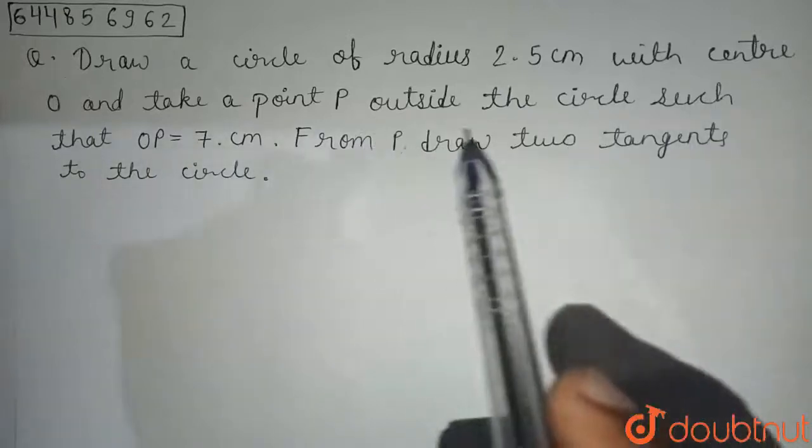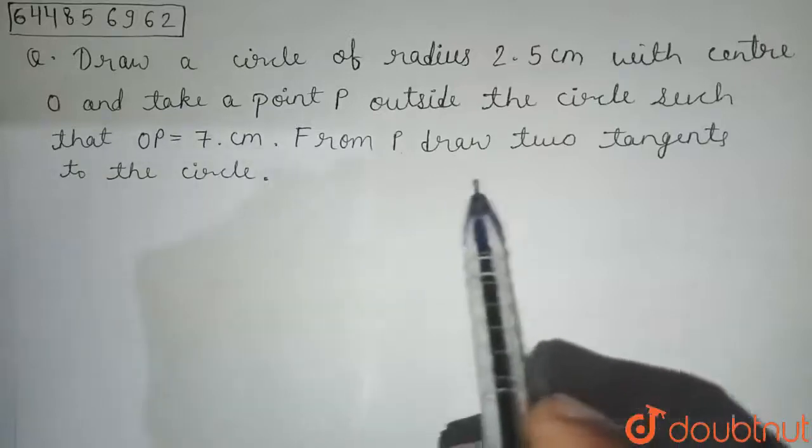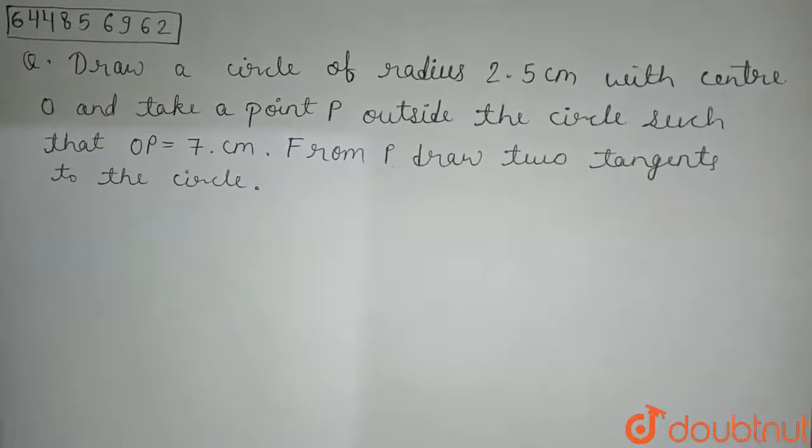Welcome friends, our question is: draw a circle of radius 2.5 cm with center O and take a point P outside the circle such that OP is equal to 7 cm, and from P draw two tangents to the circle.